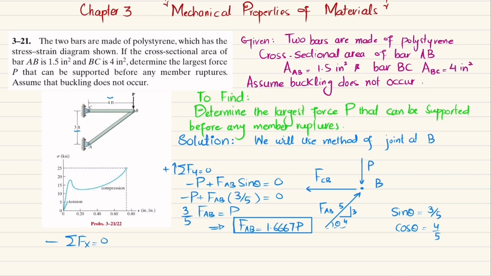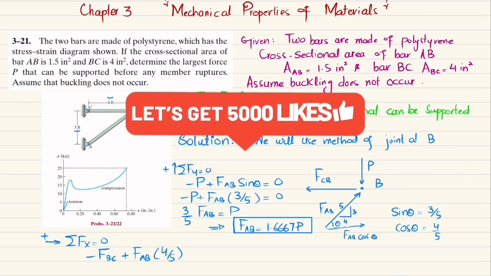Now we will apply another equation of equilibrium: the sum of all forces along the x direction must be equal to 0, and force in this direction is taken as positive. So FCB is acting in the opposite direction, so I will write FBC, clear. The horizontal component of this will be like this, and this will be equal to FAB cos theta. Let me write it: plus FAB cos theta, where cos theta is 4 by 5, clear, is equal to 0.